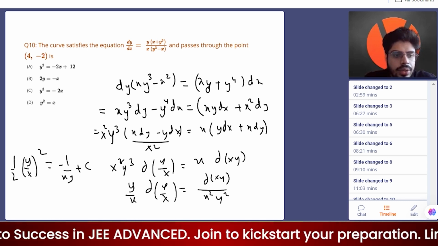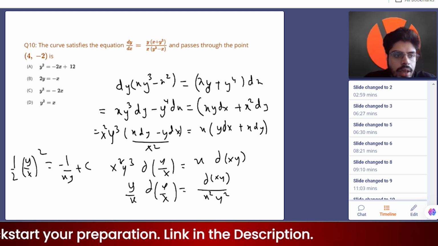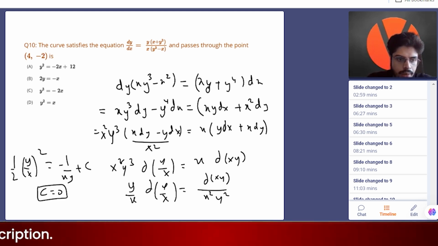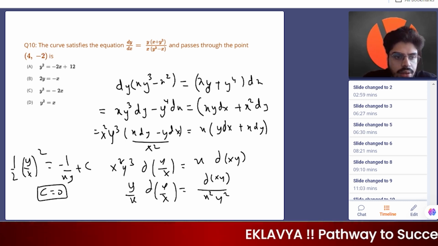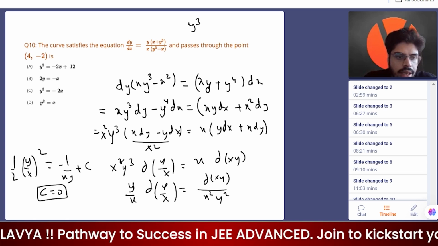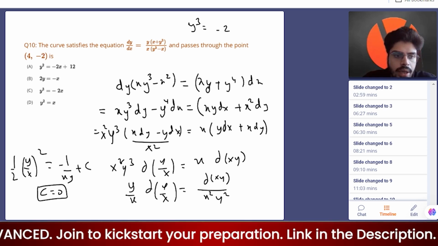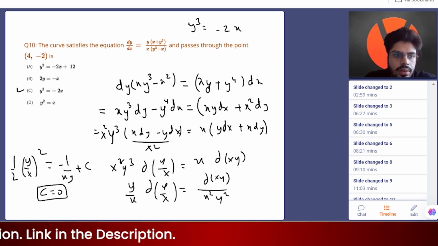Now it is passing through 4 comma minus 2, so you can put the value 4 comma minus 2, so I think you will get c equal to 0 only. So c is 0, and if c is 0, then simply you have y equal to y into y square, y into y square is y cube, and this is equal to minus 2x. Yes, this is C option.